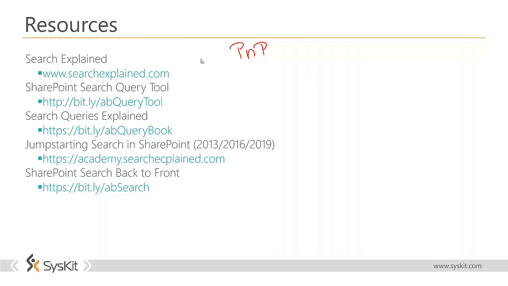Okay, I have time, I think, for two more questions. In your strategy plan, do you build out the taxonomy, content types, managed properties, as well as display templates?